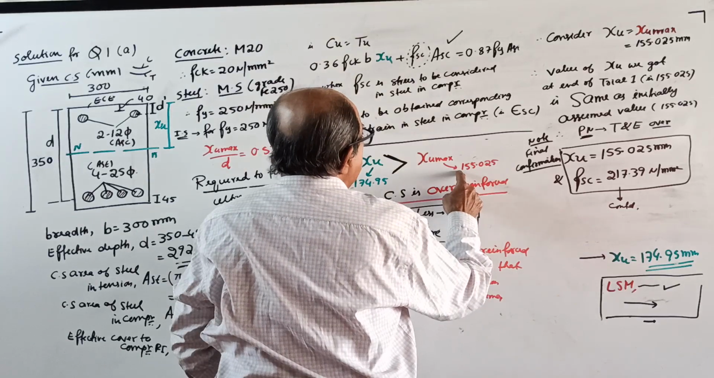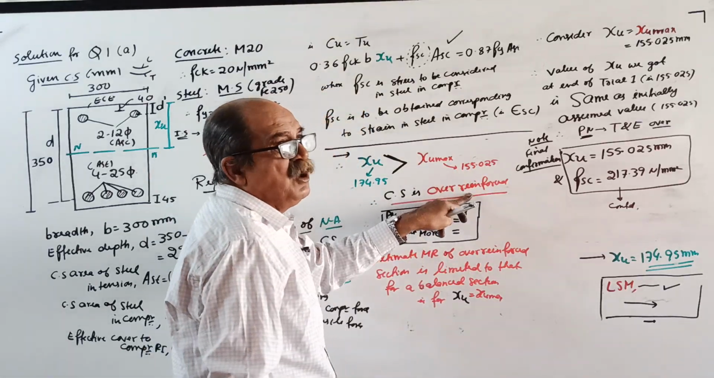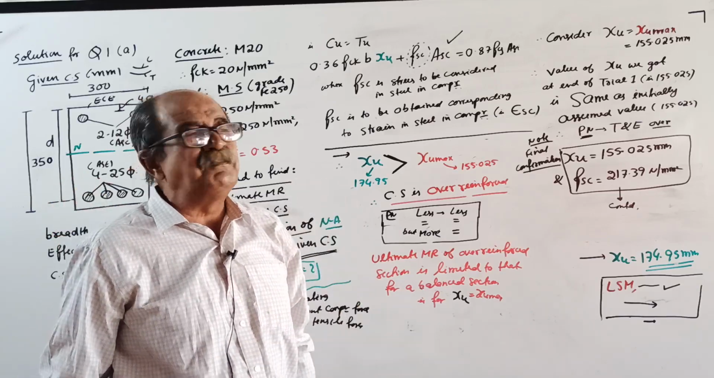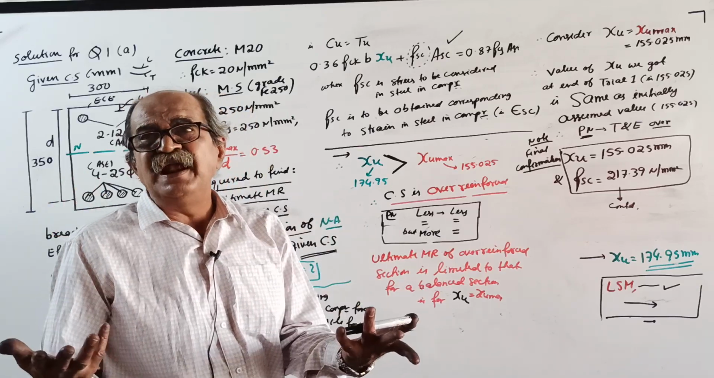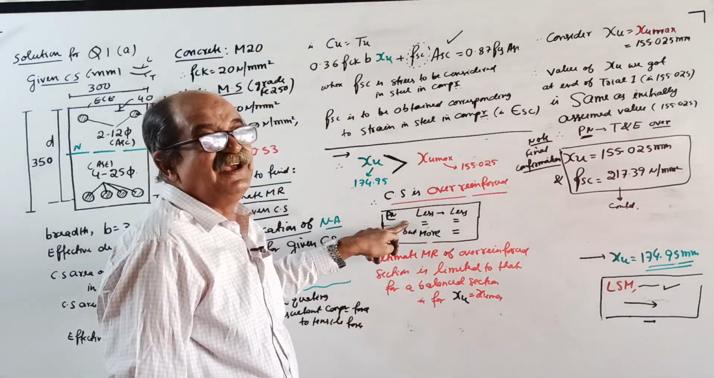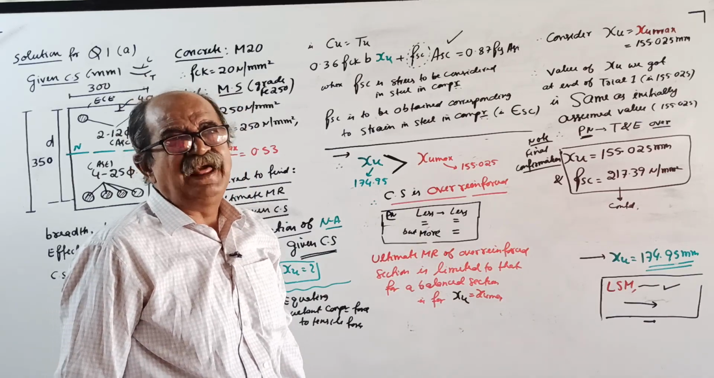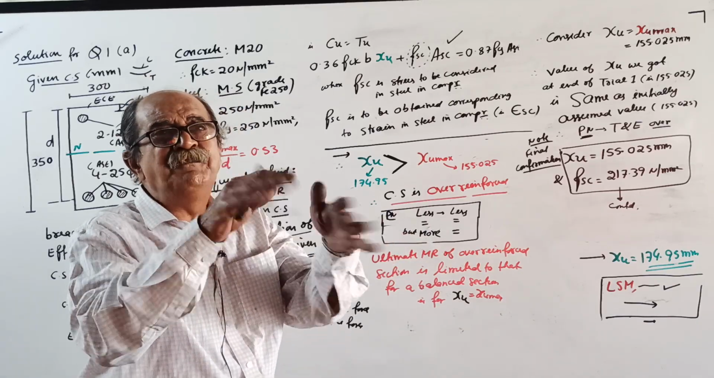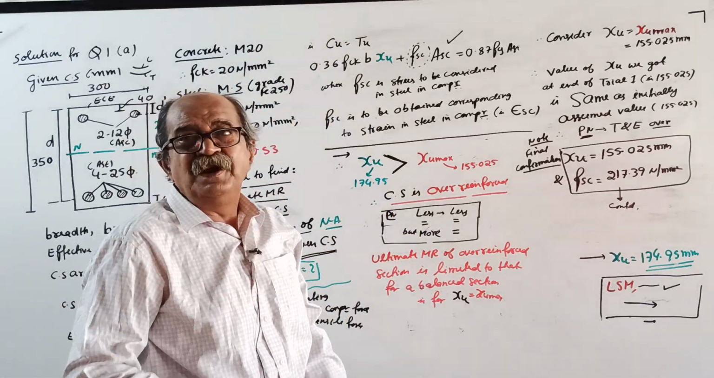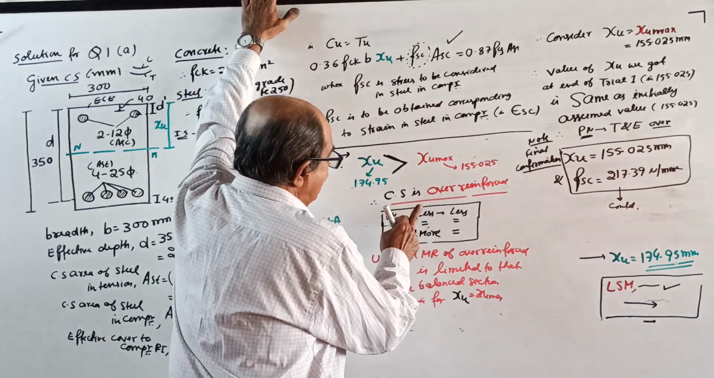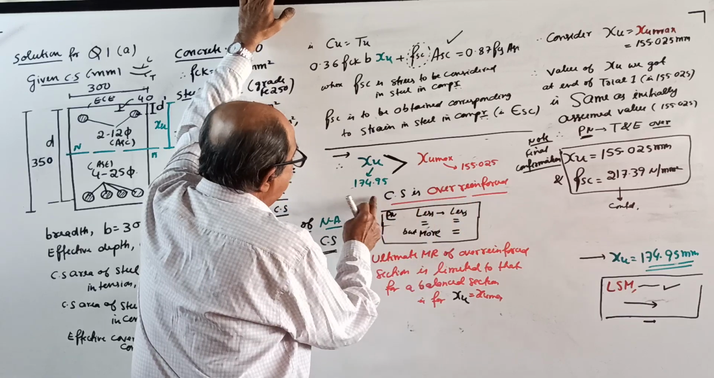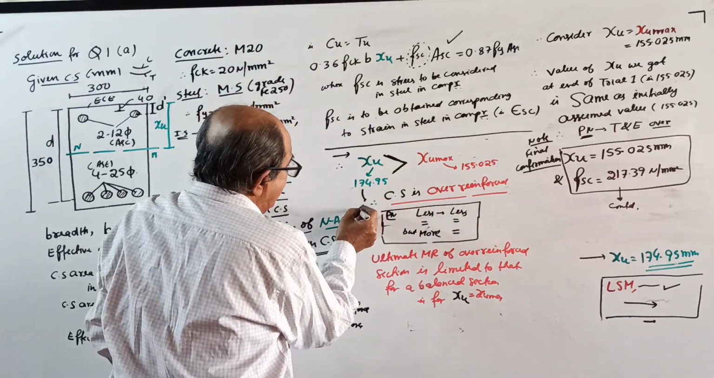is more than XU max. XU max is 155.025. So the cross section is over reinforced. I talked so much about over reinforced section. Now if somebody says it is not clear, I cannot say anything. As usual, less means less, equal means equal, but more means equal. We got more. Therefore, now this XU will be cancelled.